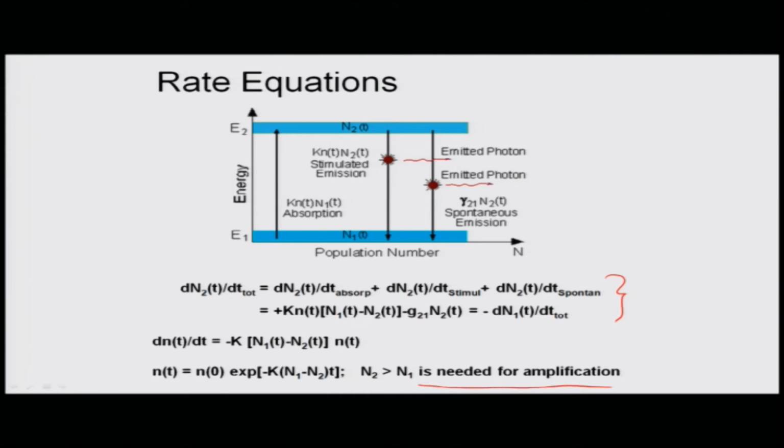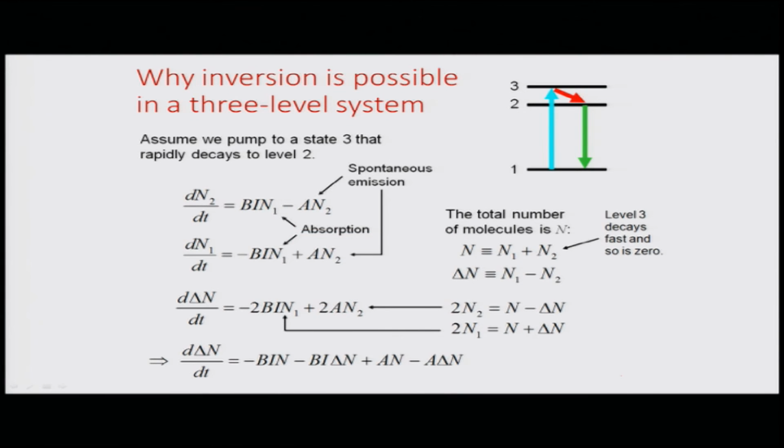and we arrive at the same result that we have shown before. Now, the point is, why is inversion possible in a 3 level system? Say we pump to state 3, which rapidly decays to level 2. In terms of these expressions, we are now going to look at the same idea that we talked about physically, going through the same kind of expressions that we had looked at before.